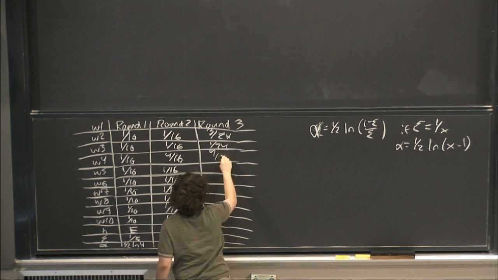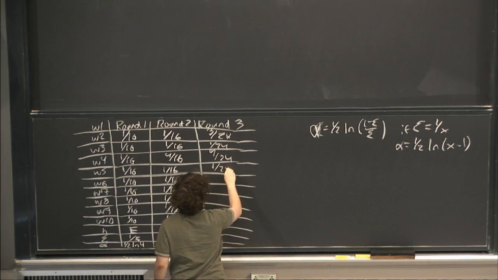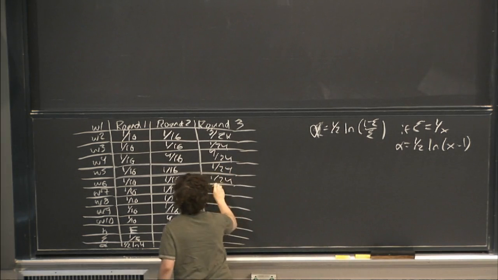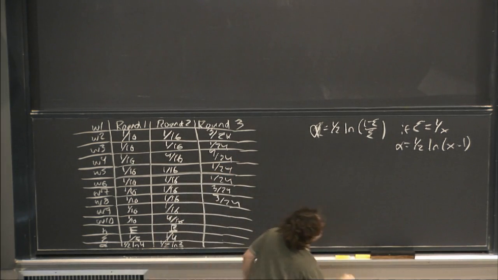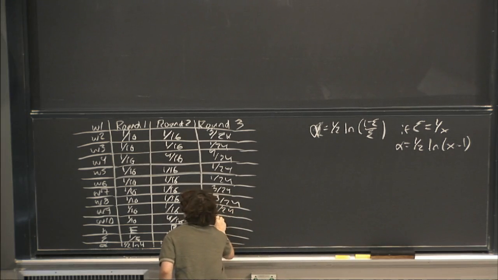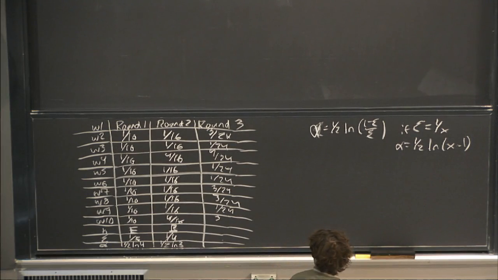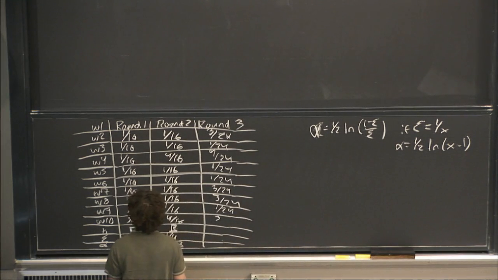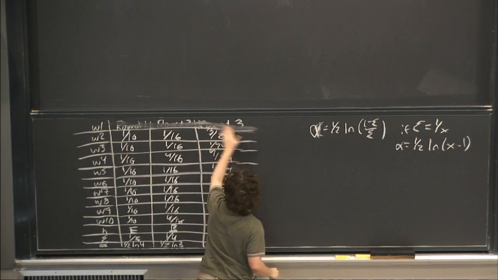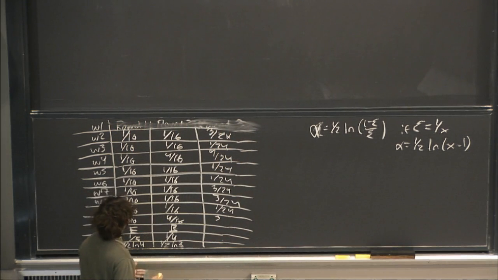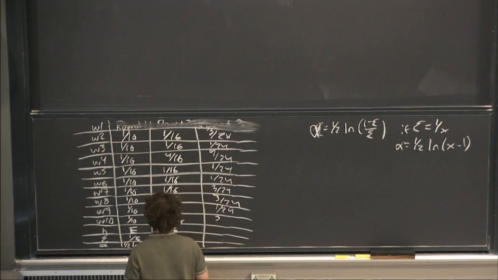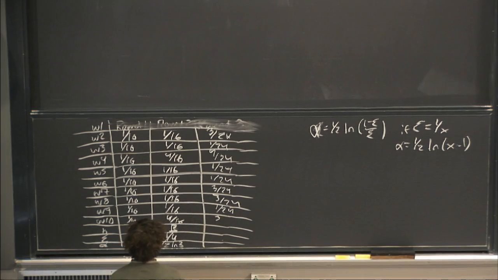3/24, 1/24, 4/24, 1/24, 1/24, 3/24, 3/24, 1/24, 3/24. Wait, I'm off by 1 here. It's because W1 is not assigned to anything, so W2 is really W1. Aha! You're right. W1 is not assigned to anything, so W2 is really W1. Yes, that's true. Okay, well, you get it.